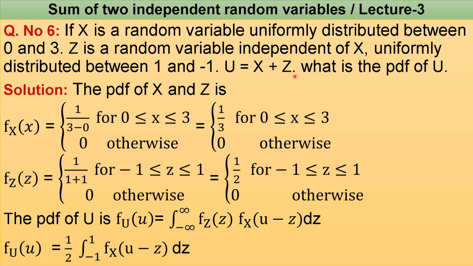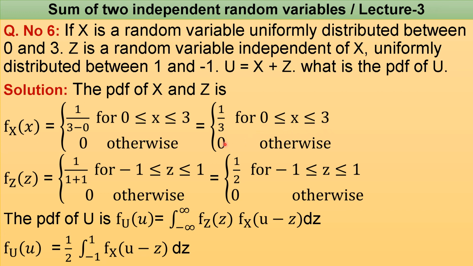So here, as per the question, x is a random variable uniformly distributed between 0 and 3. So the probability density function of x will be fx of x is equal to 1 by b minus a, 1 by 3 minus 0, or 1 by 3 for all x values between 0 and 3. For x greater than or equal to 0, less than or equal to 3, 0 otherwise. For all the other x values, fx of x will be 0.